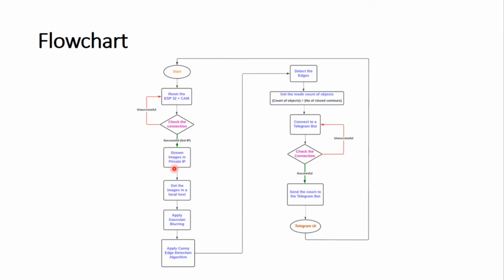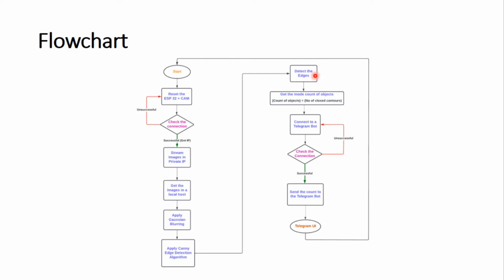After you have streamed the images, the vision part is done. Once you have streamed the images, we can get them in a local host or a cloud computing environment, where we can apply Gaussian blurring on the image. That's the first step of image processing in this application. We do Gaussian blurring to remove the random noise that appears in the images. After that, we apply the Canny edge detection algorithm, which detects the edges based on the frequency variations that it sees in the images.